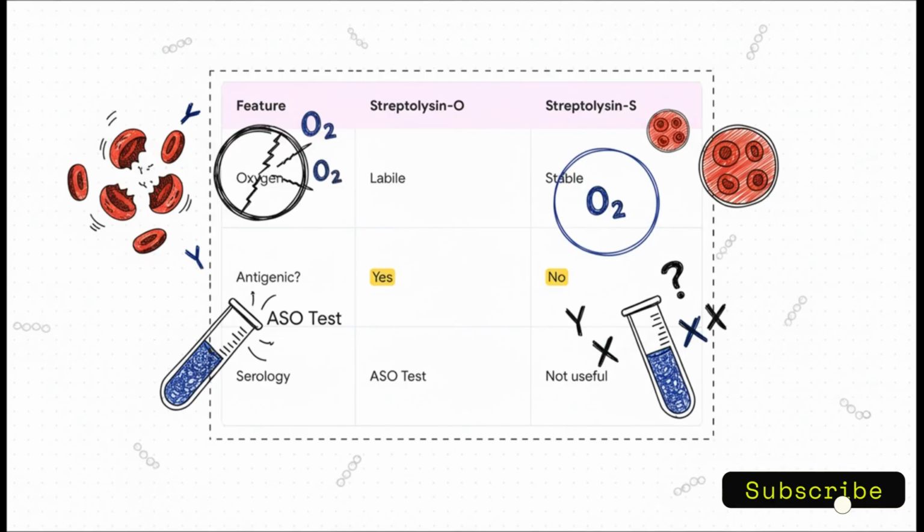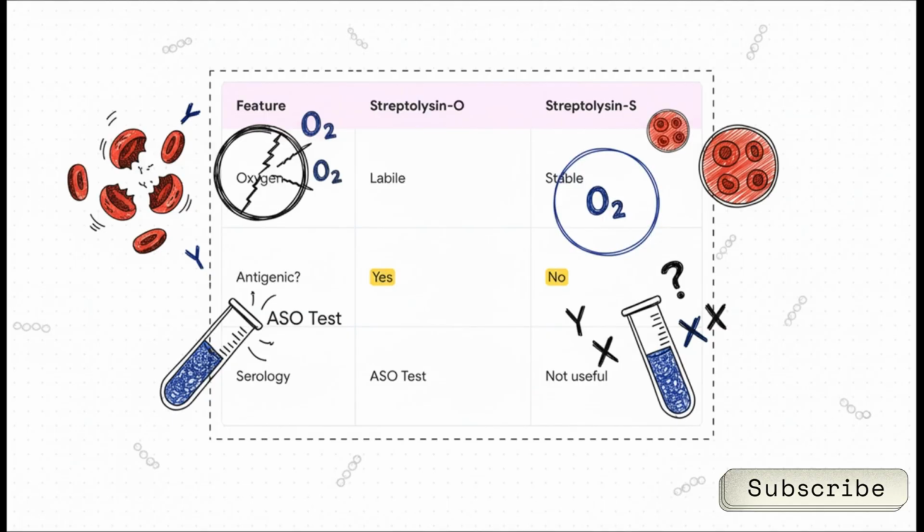You have to know the difference between these two hemolysins. Over on the left, Streptolysin O. The O is for oxygen labile, meaning it's destroyed by oxygen. It's super antigenic, and that's huge because it's why we can measure anti-Streptolysin O, or ASO, antibodies to diagnose an infection. Now on the right, Streptolysin S.